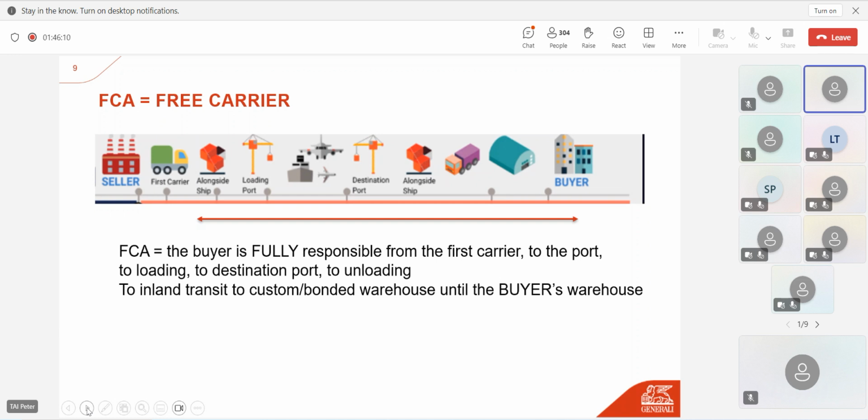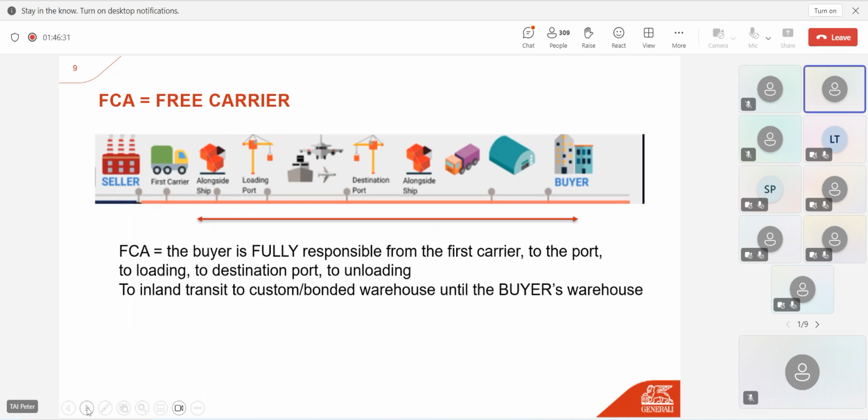Then the moment they ship, you are responsible as a buyer. The buyer, that means you can see the arrow from here, is fully responsible from the first carrier to the port, to the loading. That means once the carrier has moved, you are responsible already. So that is free carrier.